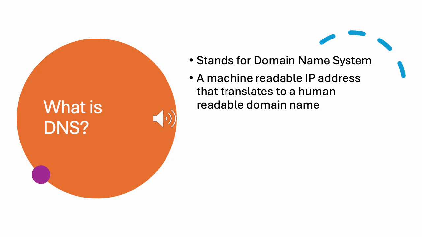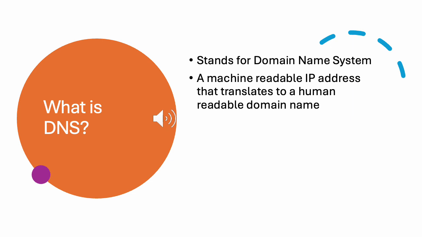Now let's talk about DNS, or the domain name system. DNS is a fundamental component of Internet infrastructure that translates human-readable domain names such as example.com into machine-readable IP addresses like 192.123.45. This process allows users to access websites and online services without needing to remember complex numerical addresses.